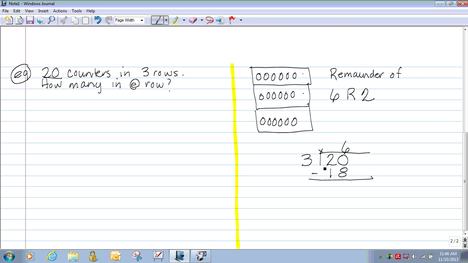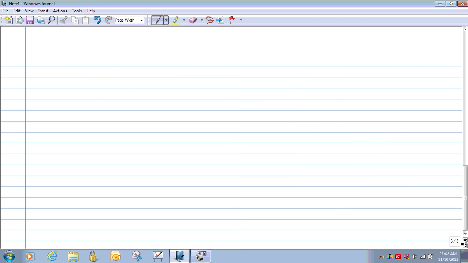And then I subtract. I cannot subtract 0 minus 8, so I must regroup. 10 minus 8 equals 2. 1 minus 1 equals 0, so I have 8. I have 6 with a remainder of 2. I checked my remainder. My remainder is smaller than my divisor, which it has to be, so my answer is correct. 20 divided by 3 equals 6 with a remainder of 2. Push pause. Let's try another example.